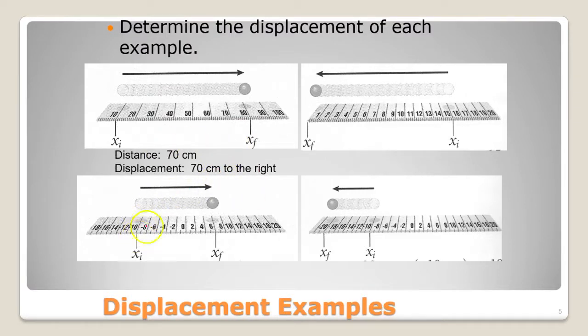This one goes from negative 10 to 6. That's a distance of 16 centimeters. So it goes 16 to the right for the displacement. 16 centimeters is just the distance.